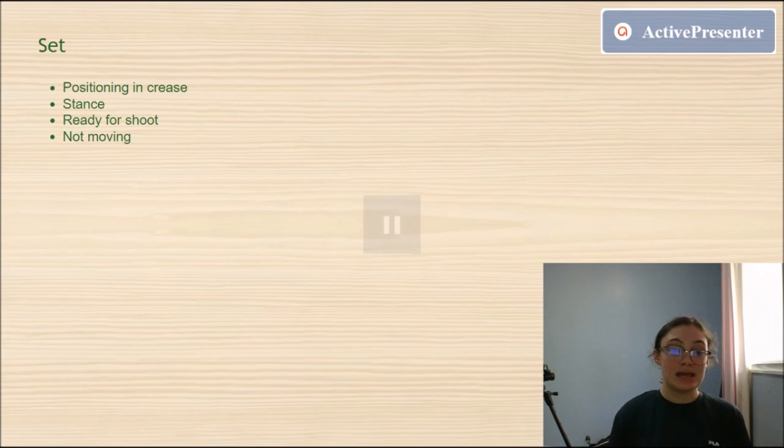Set. Being set is your positioning in the crease, your stance, ready for the shot, not moving. You aren't set if you are moving. Being set means no moving. You are positioned stationary in your crease, ready for the shot that is coming your way. So basically you're not moving, you're just standing in your stance, anticipating the shot.